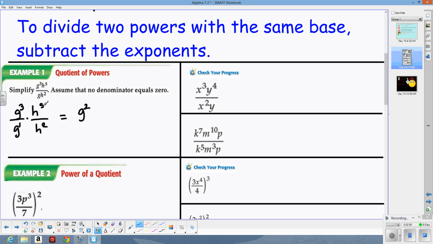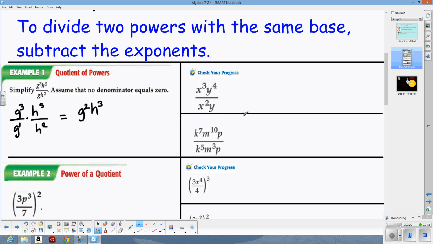And then for the second part, we have h to the fifth over h squared. So we're going to be able to cross out two h's on top with two h's on the bottom, which is going to leave us three h's on the top being multiplied together. So that's going to be h to the third. Or using the rule, 5 minus 2 is 3, so it's going to be h to the third power. Remember, this rule only works when the base is the same.